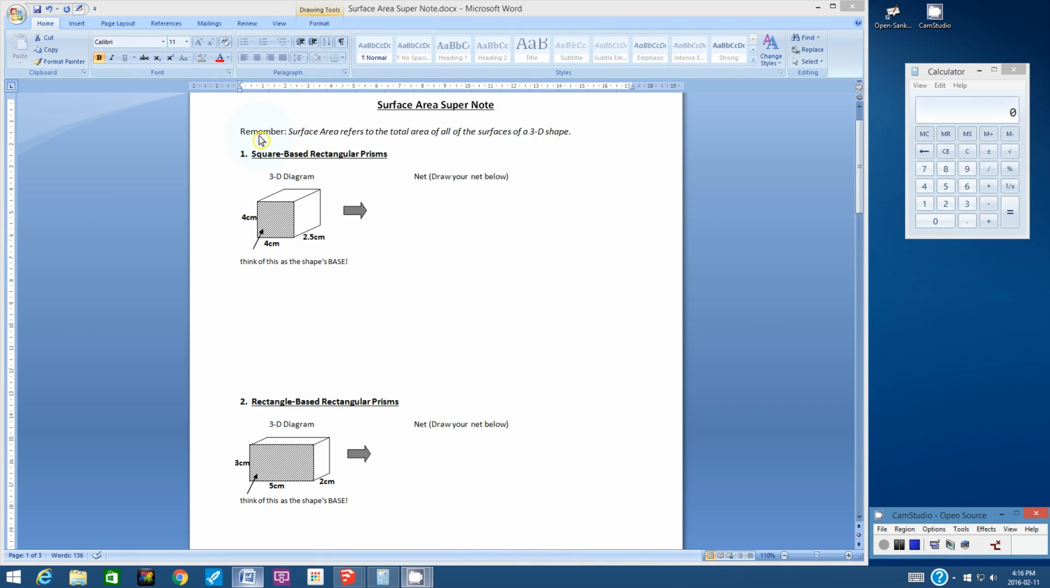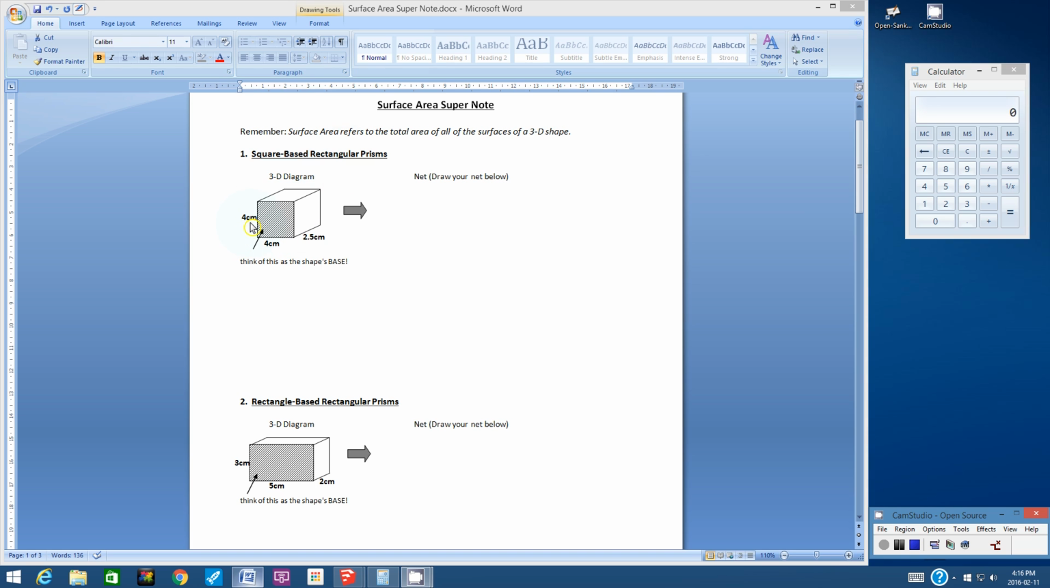Before we get started, let's read this little introductory statement. Remember, surface area refers to the total area of all of the surfaces of a 3D shape. Okay, so let's focus on the first shape, the square-based rectangular prism. So we've got a 3D diagram for you to look at here, and we say that we think of this as the shape's base. So we have a square here, which is why it's under the section square-based rectangular prisms.